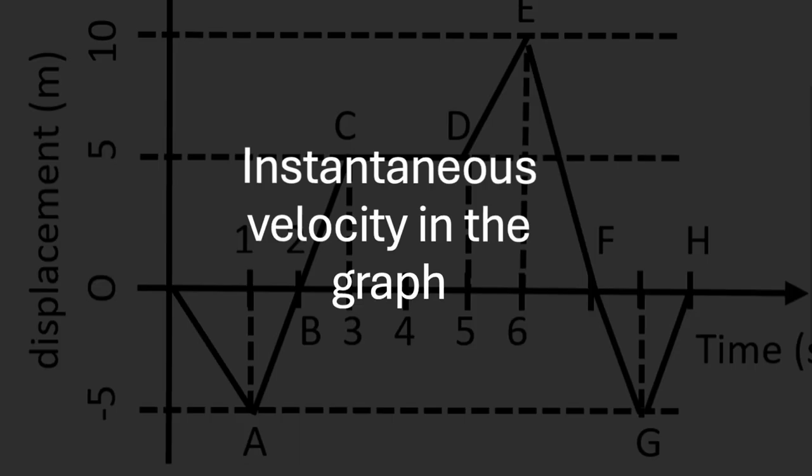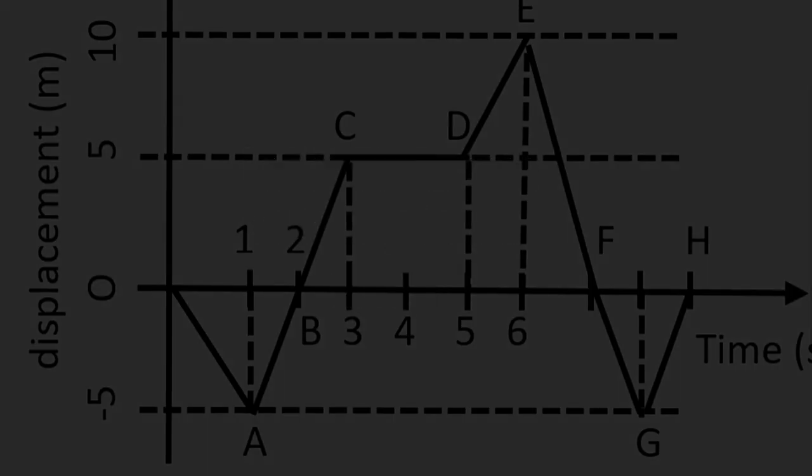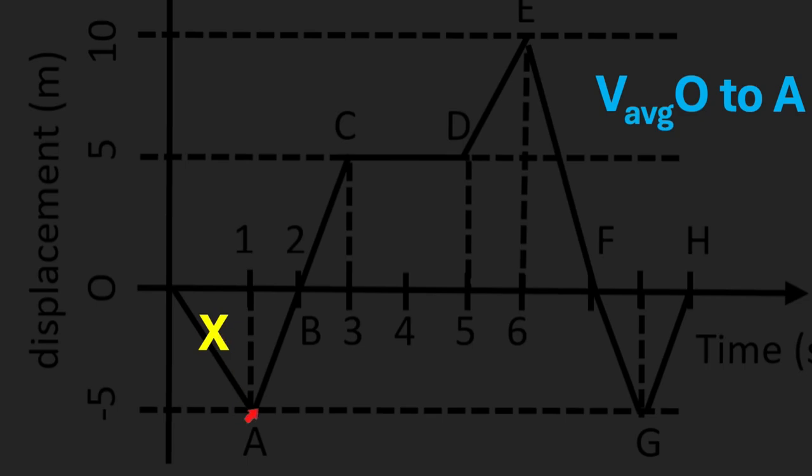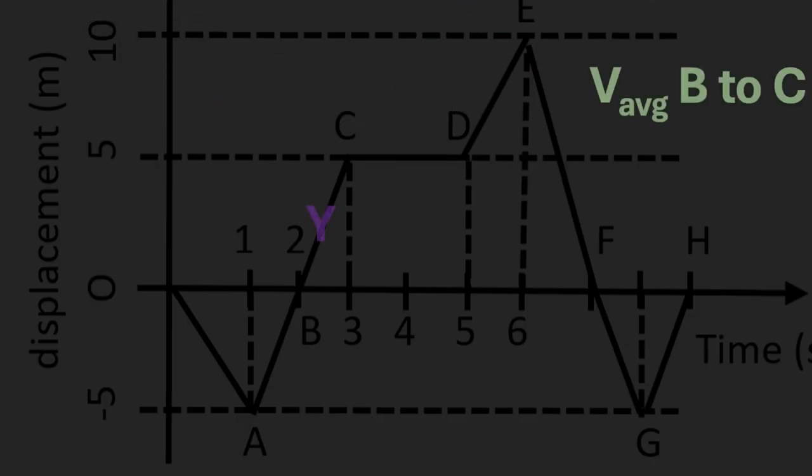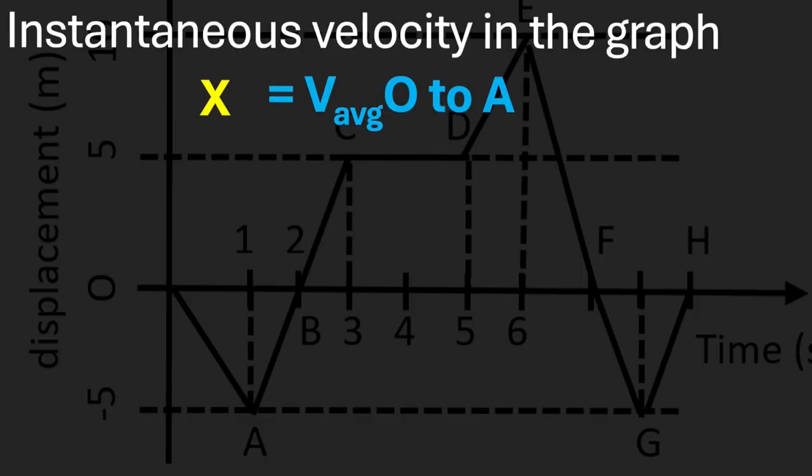Now, coming to the determination of instantaneous velocity in a graph. So let us choose a point here, which is x along OA. And if we were to find the instantaneous velocity, we would come to the conclusion that instantaneous velocity in the graph at the point x is equal to average velocity from O to A. Yes, I do understand that you have a question here. Give me a couple of minutes. I'll come right into it.